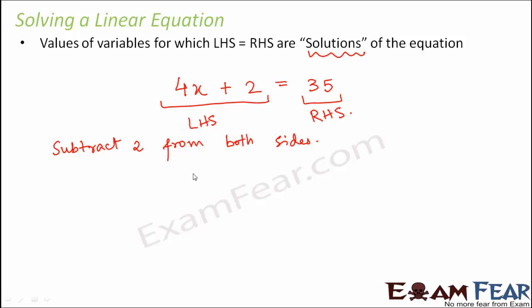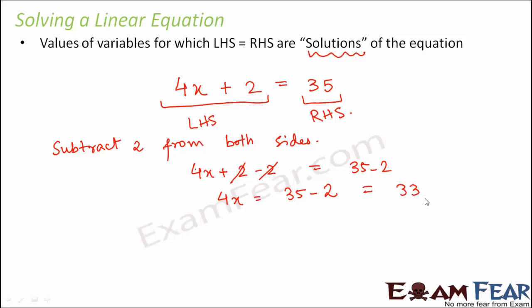So when you subtract 2 from both sides, what happens? This becomes 4x plus 2 minus 2, and this becomes 35 minus 2. So here plus 2 minus 2 cancels out. So we get 4x is equal to 35 minus 2. So 35 minus 2 is nothing but 33.